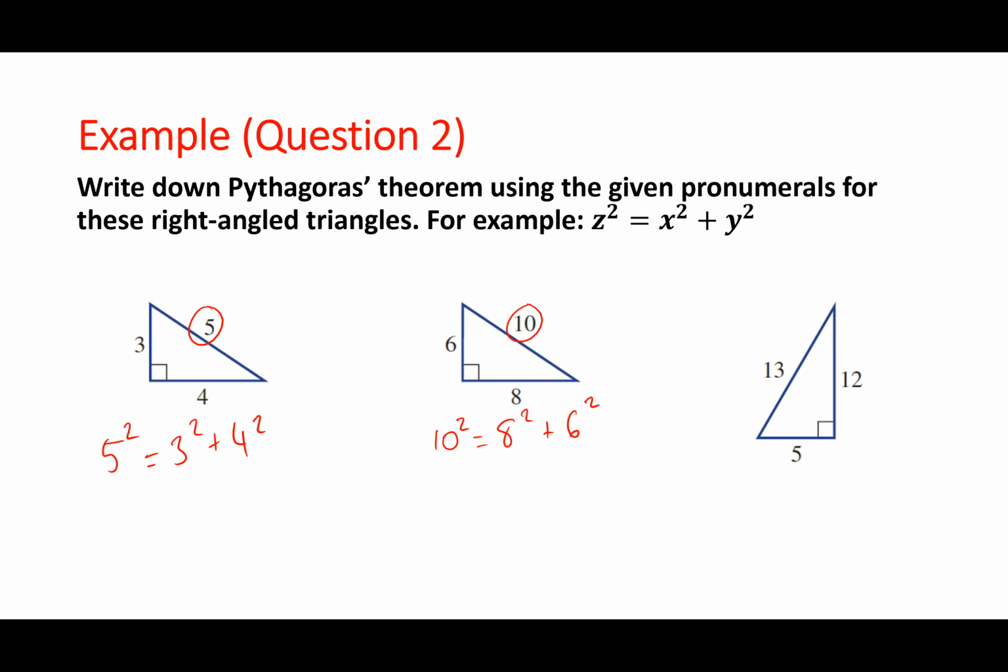Okay. And sometimes you might not just be given numbers, you might be given letters. Let's not use A, let's not use Z either. Let's go with T, Q, and R. So what's the hypotenuse? Well, in this case it's R. So R squared is equal to Q squared plus T squared.